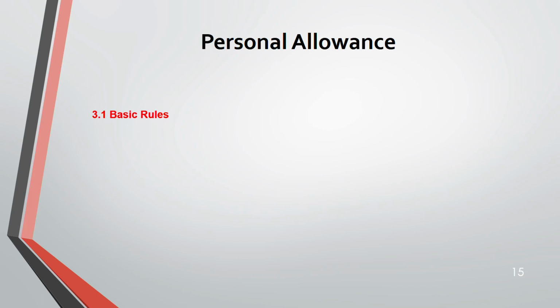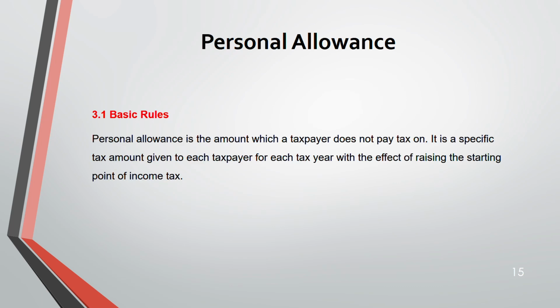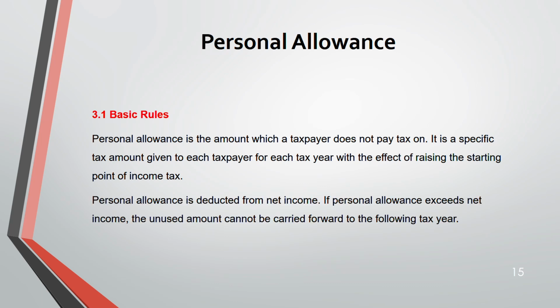Now, third area, personal allowance, very important. So personal allowance is an amount which taxpayer does not have to pay tax on, and it's fixed for a given tax year. Now, this personal allowance, as you have seen in the pro forma, is deducted from net income. If the personal allowance exceeds your net income, remember your unused amount, that means the amount that you have not used as personal allowance, you cannot carry it forward to the next year, it's wasted. And the standard personal allowance you have to remember is 12,570 for 2024-25. That is your financial year 2024.